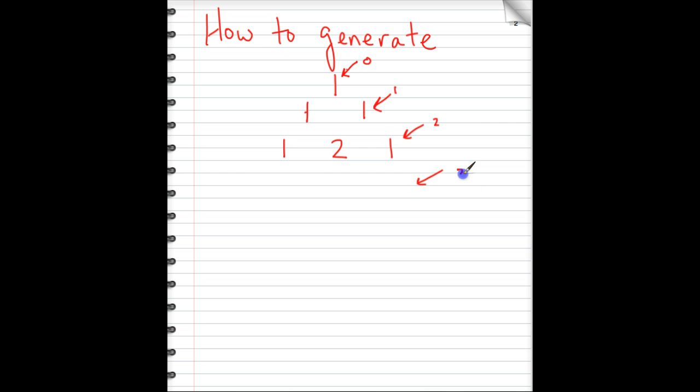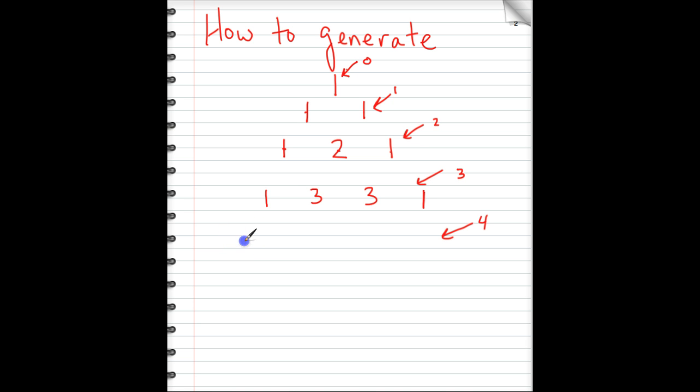To get row 3, you start with a 1, you add these guys together. 1 and 2 is 3, that goes in the middle. 2 plus 1 is 3, that goes between these two, and then you end with a 1. There's always one more number or element than the row number. So again, note in row 2 you have 3 numbers, and in row 3 you have 4 numbers. You can guess in row 4 you're going to have 5 numbers.